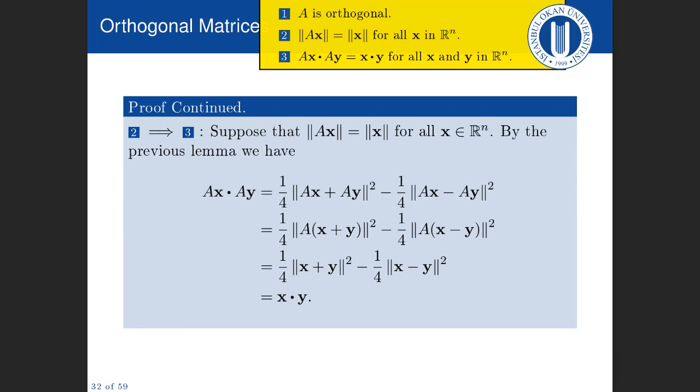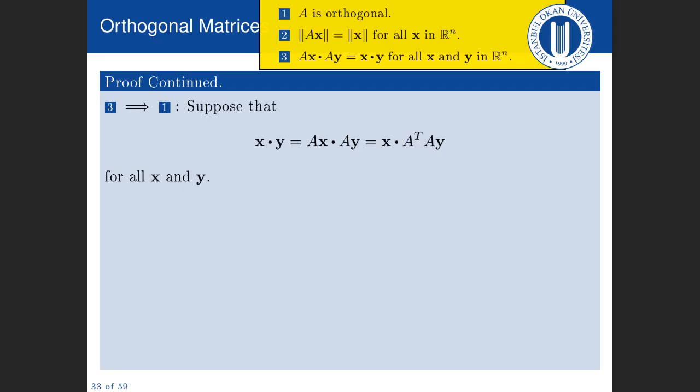And then finally, we need to prove that 3 implies 1. So we're going to suppose that property 3 is true. We're supposing that x dot y is the same as Ax dot Ay, or write this another way, that's x dot A transpose Ay. And we're going to use this to prove that A must be orthogonal.